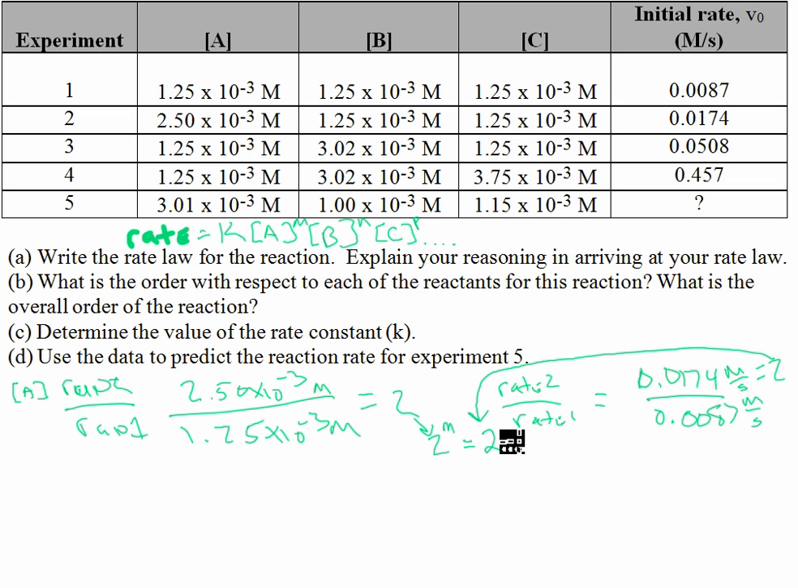So 2 raised to what power will give you 2? In this case, we don't really need to bust out the calculator. We can see that 2 raised to the first power will give me my order with respect to A. That means in this reaction, if I double my concentration of A, I'm going to see a corresponding doubling of my rate, assuming the concentrations of B and C stay the same.